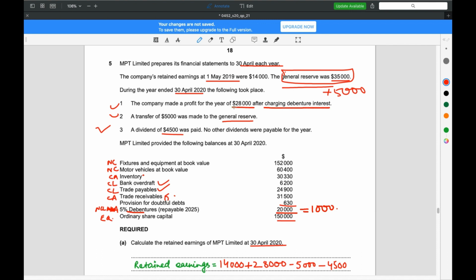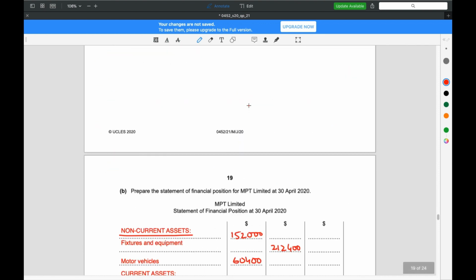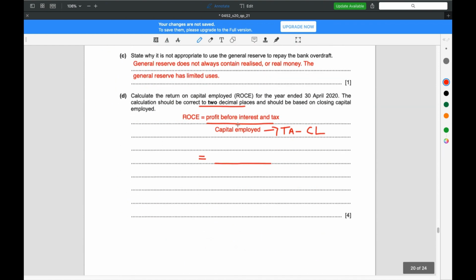He's given you the profit after interest, so this means that the interest has been deducted from this. So we need to add the interest to this $28,000, which is going to be $28,000 plus $1,000, where the $1,000 is the interest of the debenture, which you need to have added, because it's profit before interest and tax.